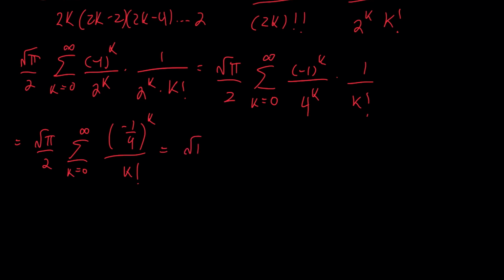But that's just the square root of pi over 2 times e to the negative 1/4 power, which is equal to the square root of pi over 2 times 1 over the 4th root of e. So that is the final result to the integral.